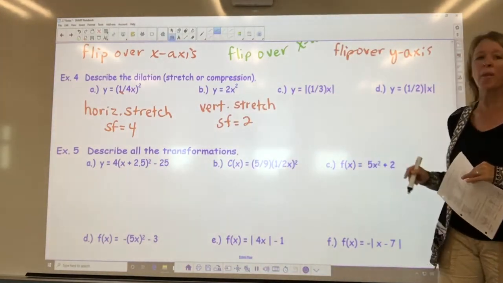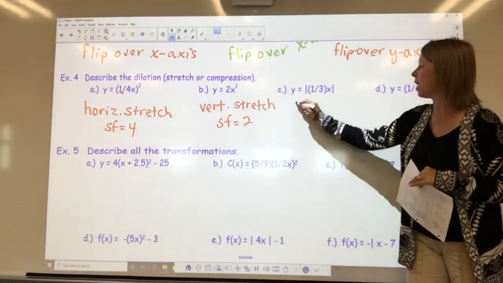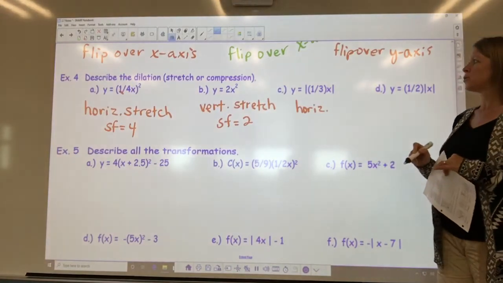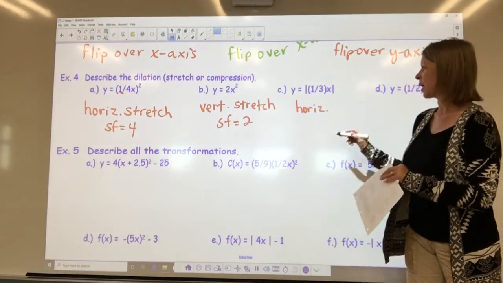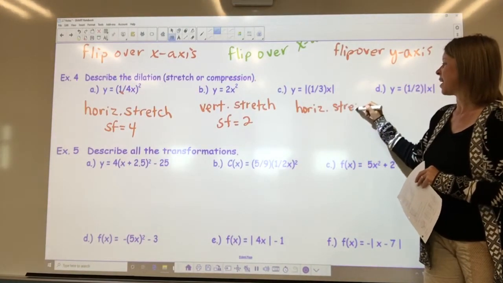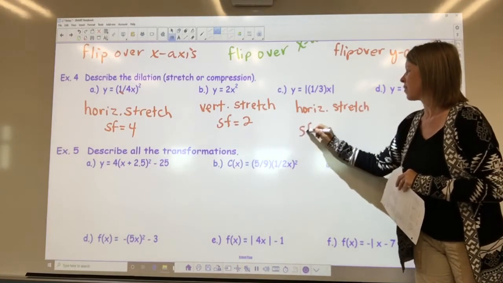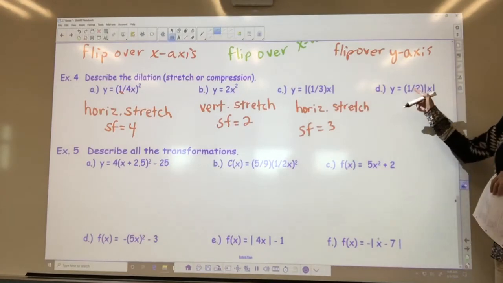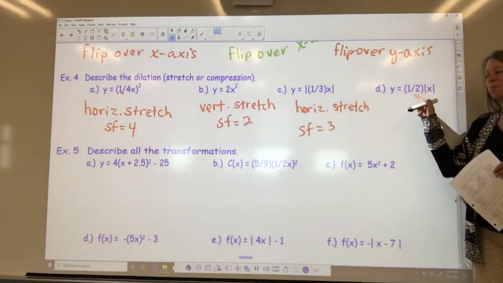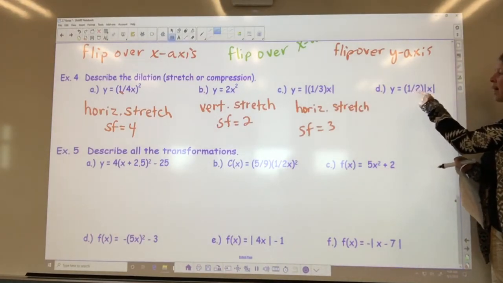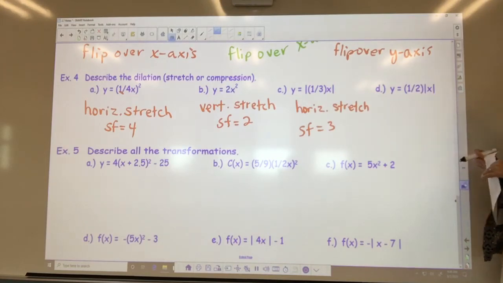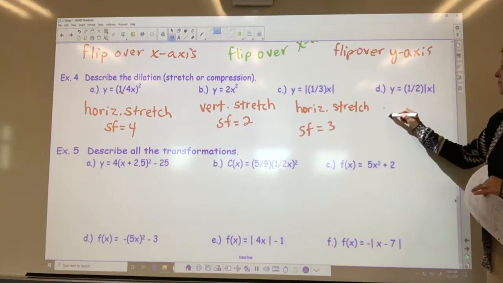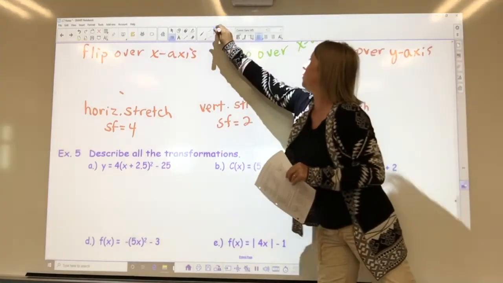Okay? Here we have a 1/3 multiplied on the inside. I'm going to call this horizontal. It's a fraction, so my instincts want to say shrink. I should go against that and say stretch, and I'm going to say the stretch factor is the reciprocal of 1/3. It's 3. Okay, and finally, even though this 1/2 is in parentheses, look at where it's at in relation to your parent graph. It is on the outside of the absolute value bars. So this is definitely going to be vertical.